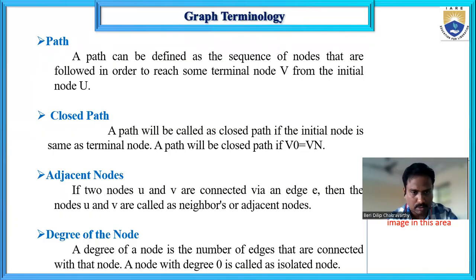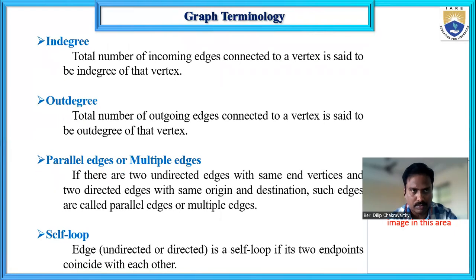A node with degree 0 is called an isolated node. Suppose there is only one node and there are no edges, we'll call it isolated. Then the total number of incoming edges connected to a vertex, we call it in degree, and the edges which are going outside from that node, we call it out degree.